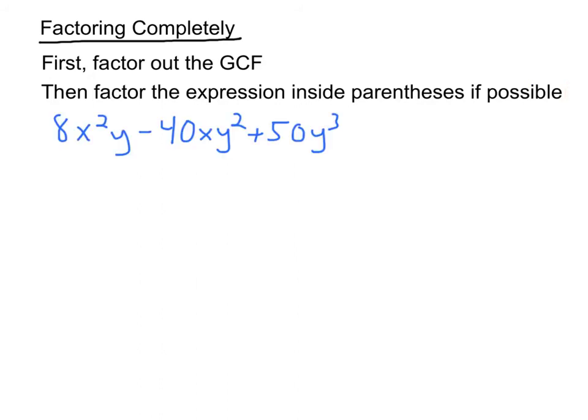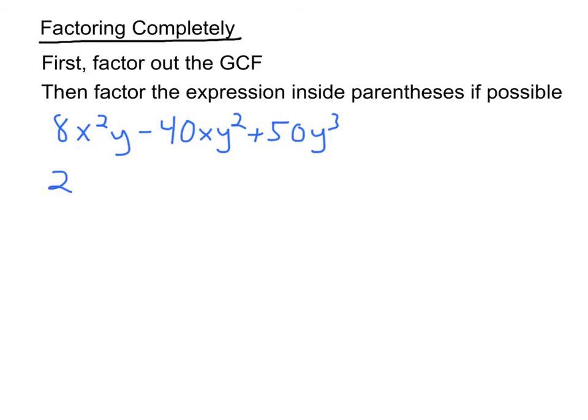Okay, so for example, let's say we started with this problem. We'd first want to look for a GCF all the way through all three terms. So there's three terms here. What do they have in common? Well, you might start by thinking, does 8 divide in evenly to everything? But 8 does not divide evenly into 50. But 2 does. So 2 divides into 8, 2 divides evenly into 40, and 2 also divides evenly into 50. So 2 is a GCF.